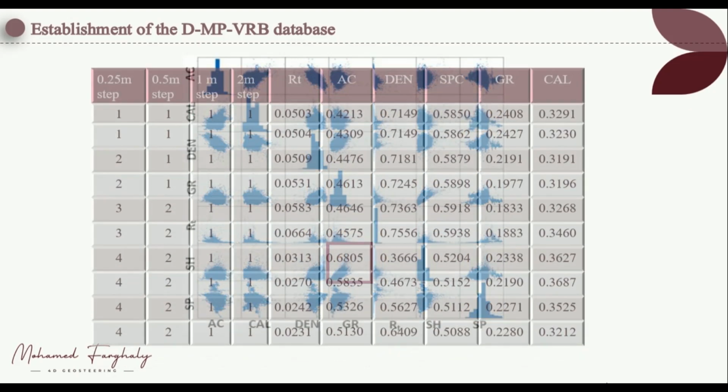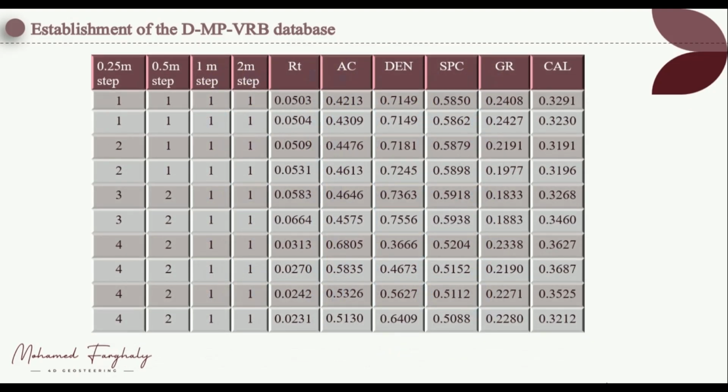In the step size column of the database, numbers indicate the corresponding number of step distances between the measurement point and the boundary. With 0.25 meter steps, the number 4 indicates that the distance between the measurement point and reservoir boundary is 0.25 meter times 4 equals 1 meter. Then establish the DMP-VRB prediction model.